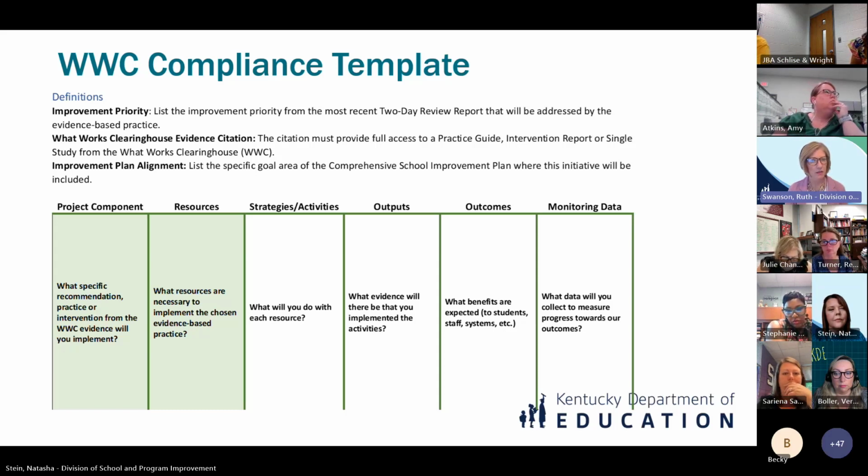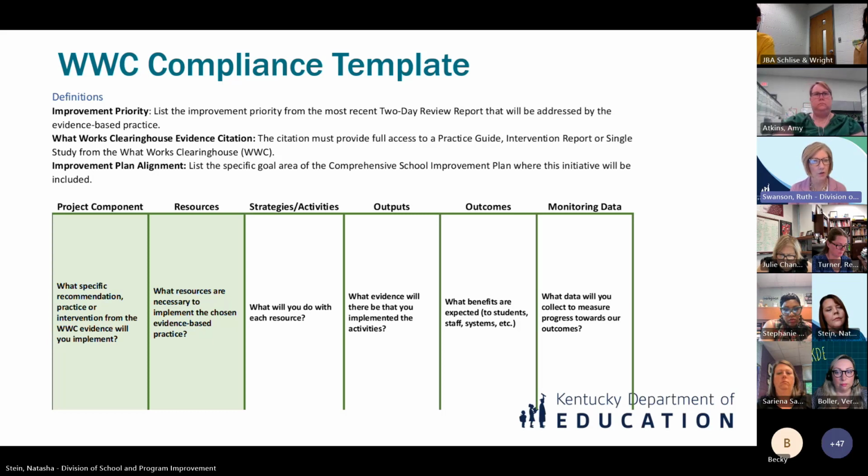So is this practice really intended to improve your reading and math indicator? Or is this particular practice really intended to improve your EL progress indicator? Or maybe it's the achievement gap. So it can be focused on more than one goal area, but we do ask that you be really thoughtful about it. Don't just say, oh yeah, this will go for all of them.